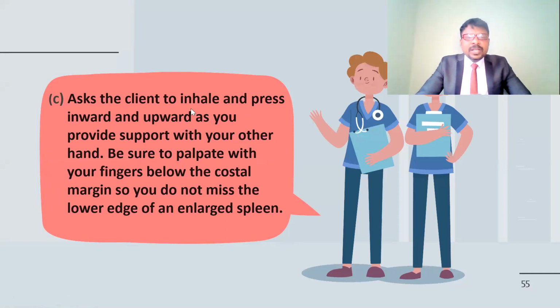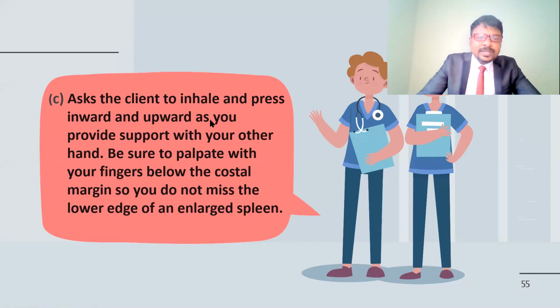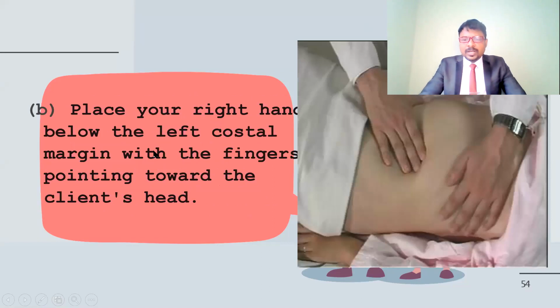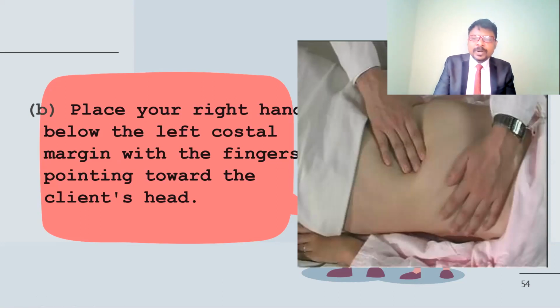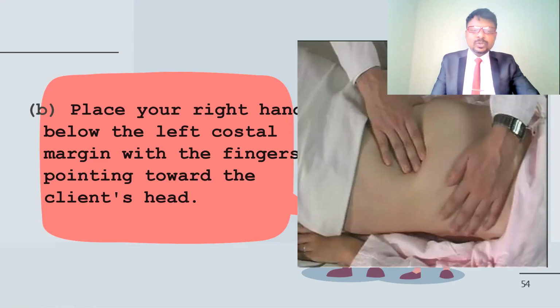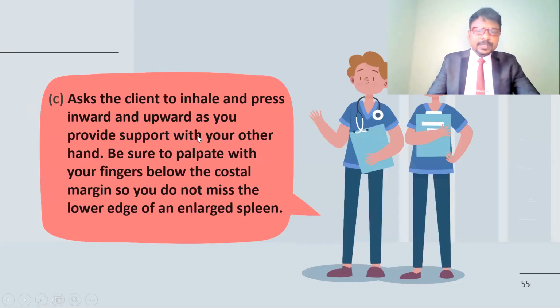Ask the client to inhale and press inwards and upwards as you provide support with your other hand. So we have to give support and also pressure, stabilize, and ask them to breathe in. When they breathe in, the lung expands. If there is any enlargement of the spleen, it will make movement difficult and there may be tenderness. So while examining, we ask the person to breathe in and breathe out in a relaxed manner. It gives clues for the diagnosis.